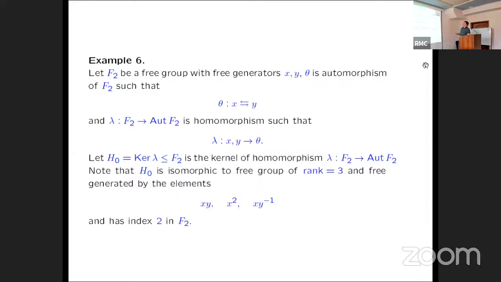Example 6. First I give some examples for free groups of rank 2, and at the end I give examples for an arbitrary free group of finite rank. Let F2 be a free group with free generators x1, x2, theta an automorphism of the following form, a permutation, and lambda maps x2 to the automorphism theta. Then we define H as the kernel of lambda. It is a free subgroup of rank 3 and has three free generators.